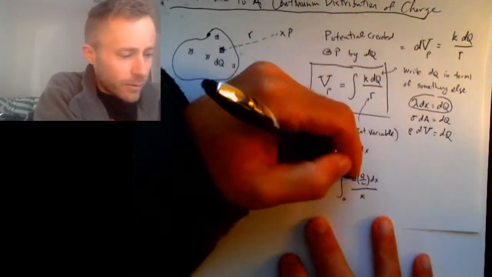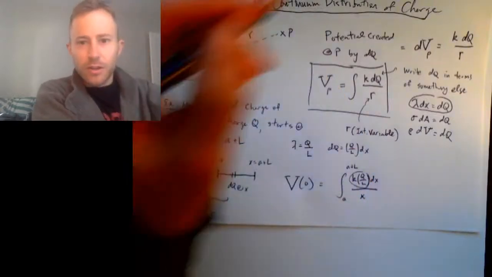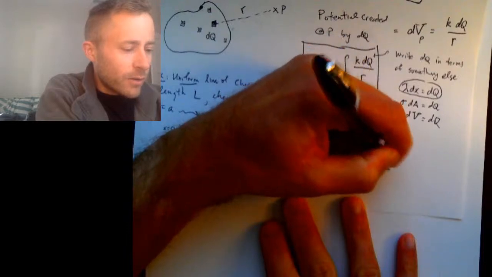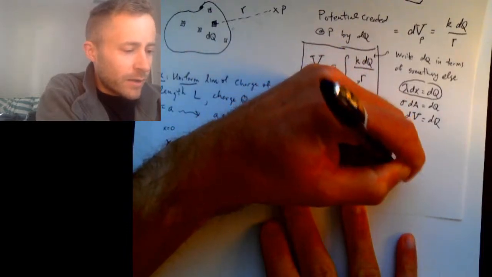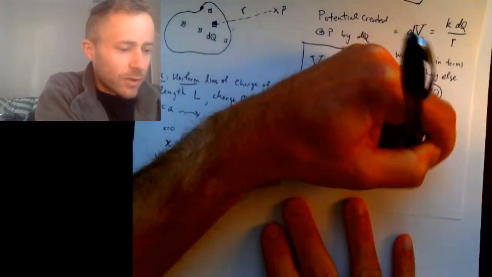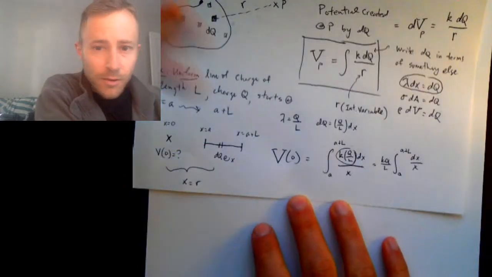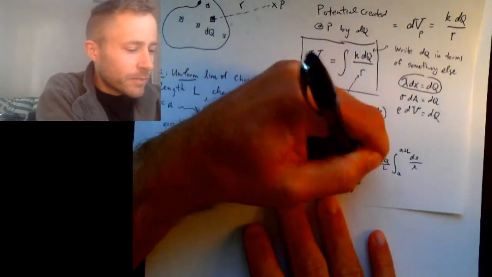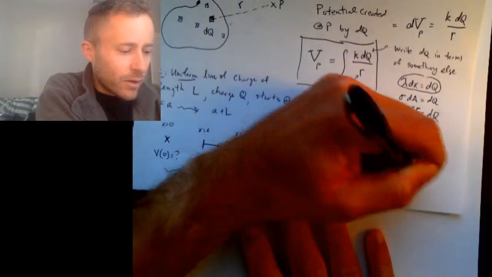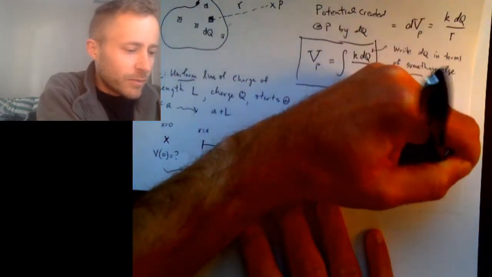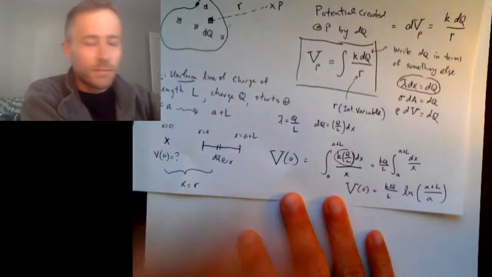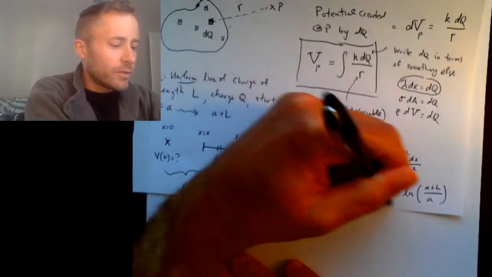So I can factor this part out because that does not depend on the integration variable x. So I have kQ over L times the integral from A to A plus L of dx over x. That's, of course, going to give me natural log. And so my final answer is going to be kQ over L times the natural log of A plus L over A. So that is my final answer.